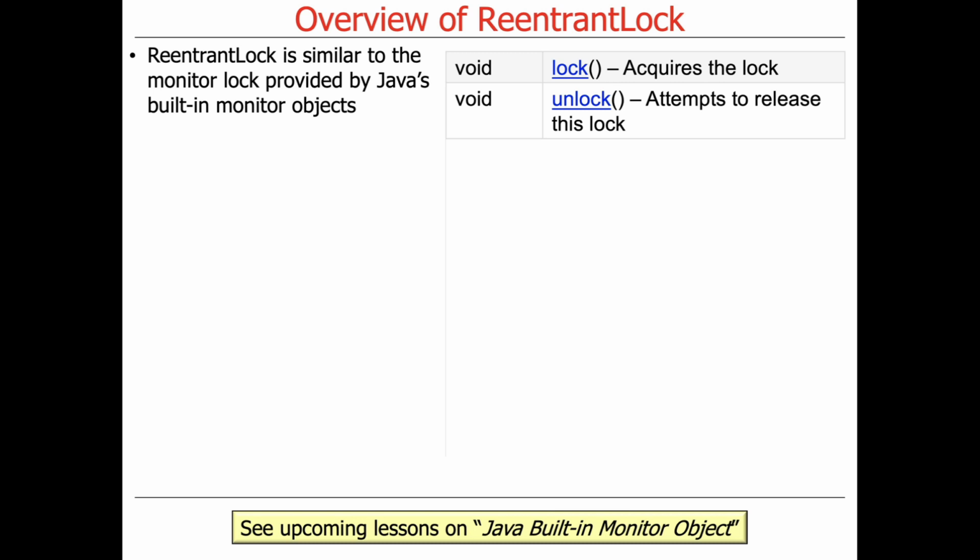So lock acquires a lock and unlock attempts to release the lock. And I say attempts because if you call unlock and you don't own the lock, then bad things should happen. Just like your spin lock implementation, where it should throw the illegal state exception or whatever it was, illegal monitor state exception, I think it was, if you try to release a spin lock that you haven't locked.